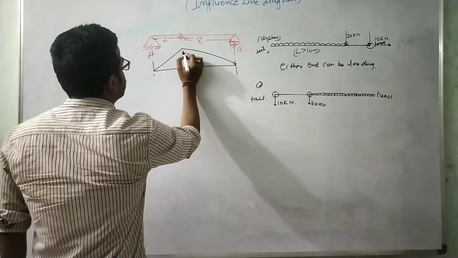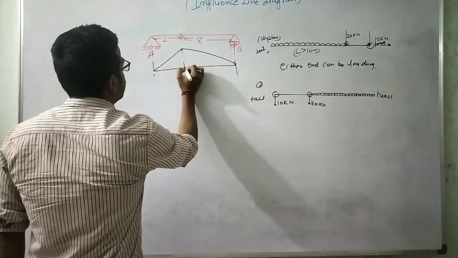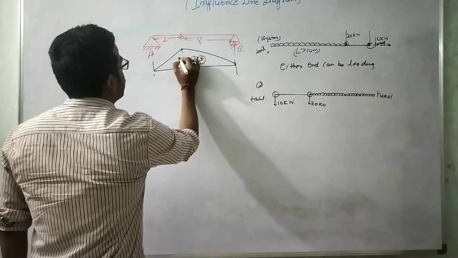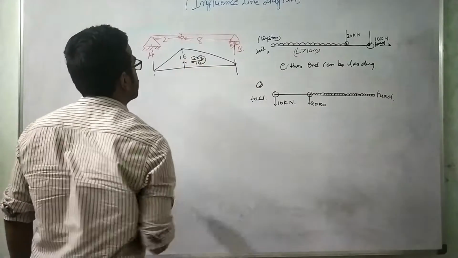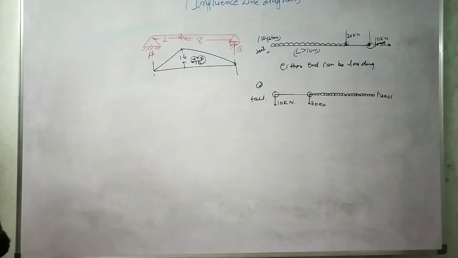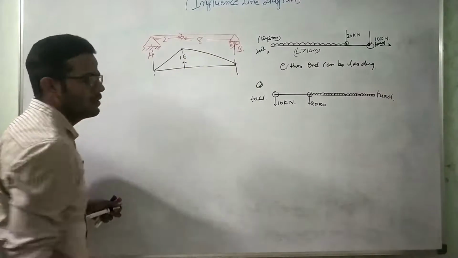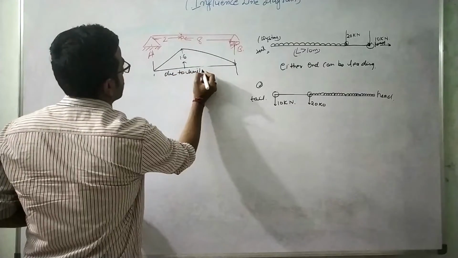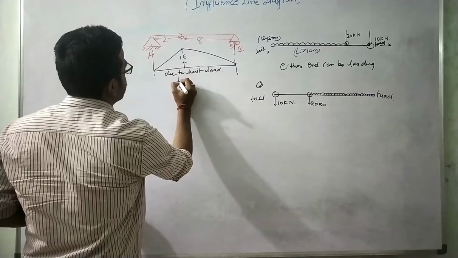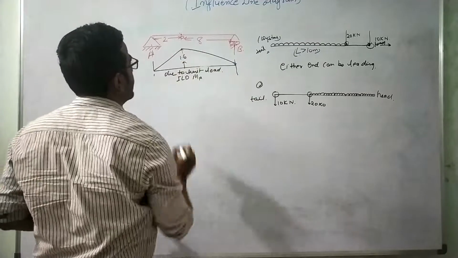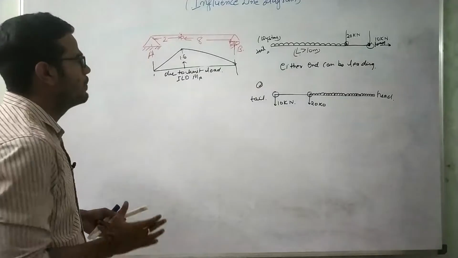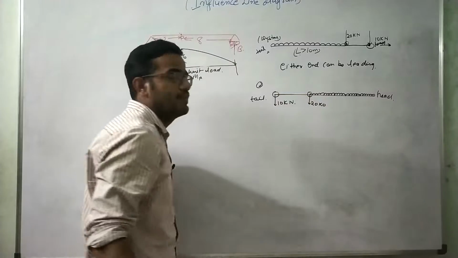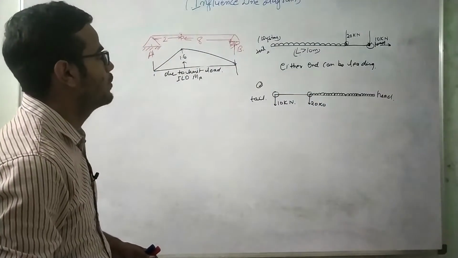And the ordinate of this will be nothing but 2 into 8 divided by the total length, so it will be 1.6, right? So this is the ILD due to unit load, and the ILD is of moment MP. Let us suppose this point is MP. Now by using this we will see which positioning of these two load systems will give us the maximum moment at point P.